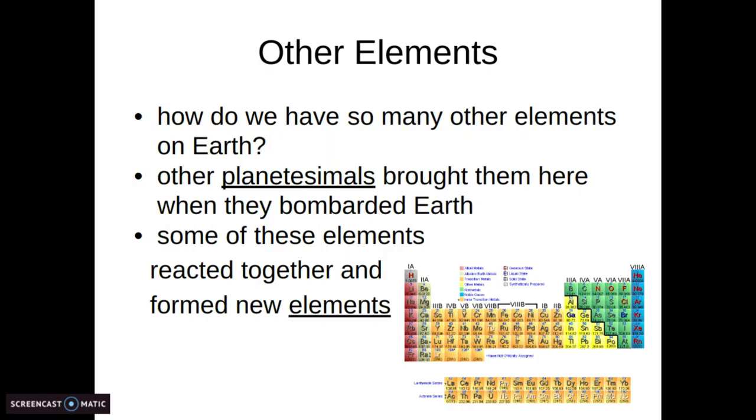So if there was hydrogen and there was helium, where did all these other elements come from, and how did they get to Earth? So the way that they got to Earth was because other planetesimals brought them here to Earth when they crashed into the Earth as the Earth was forming. So all elements, hydrogen and helium included, are formed when stars are born and as they grow. The heavier elements are formed when stars are essentially dying as they go through a supernova. So in some of these elements, they react together and they can form new elements. And that's where the periodic table of elements came from.